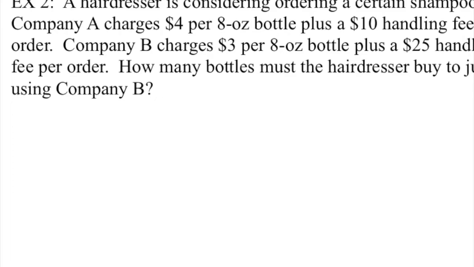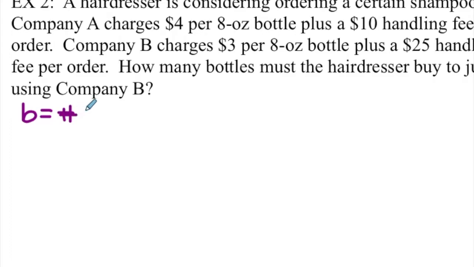So the important thing to notice here that's going on is that this hairdresser has two choices. One company charges her a little more per bottle but has a lower handling fee as compared to the other one. So our variable here, what we don't know, remember a variable is always an unknown, is we do not know how many bottles she's going to order. So we're going to let B be our number of bottles. That's what we're going to have for our variable.